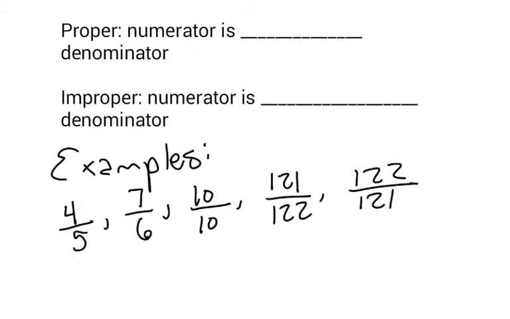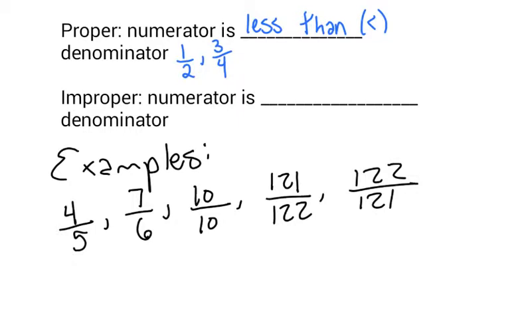Okay. The last objective was to distinguish between proper and improper fractions. In a proper fraction, the numerator is always less than the denominator. So in math symbols, it would look like that. An example would be 1/2. That's a proper fraction. It looks normal, more or less. 3/4 is a proper fraction.